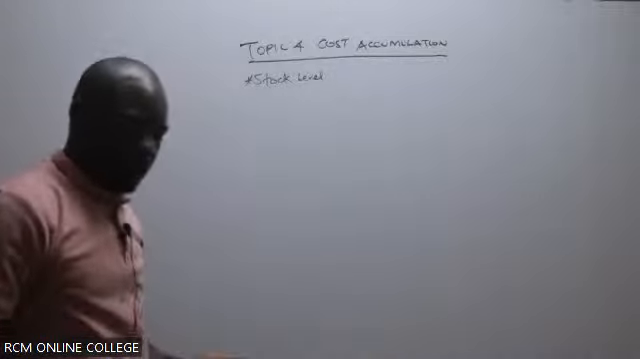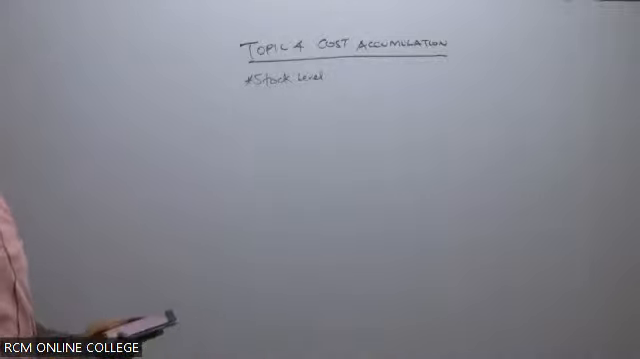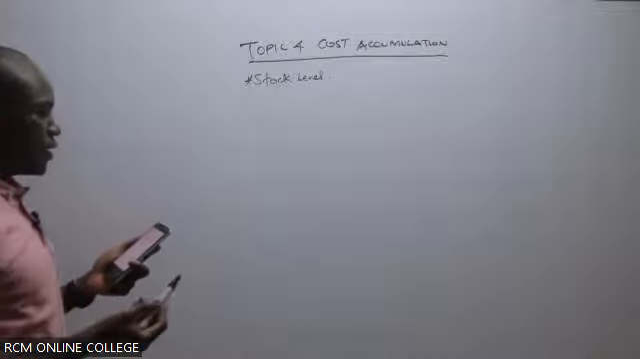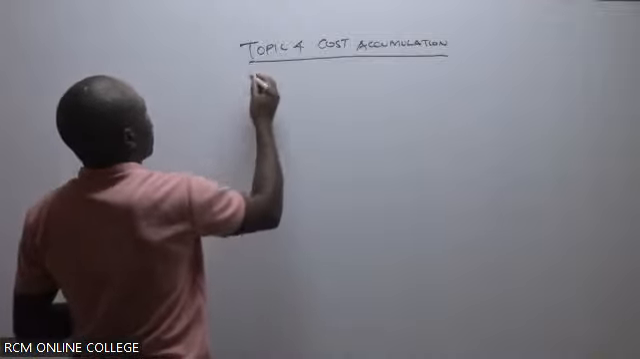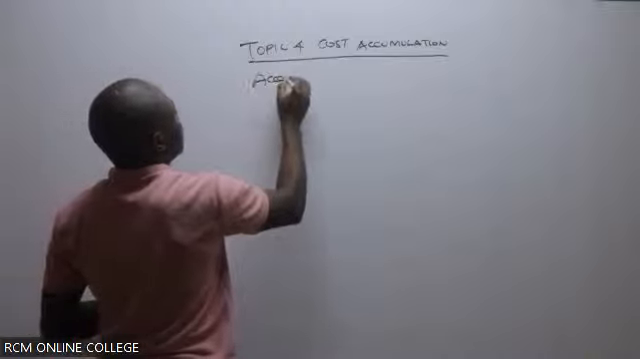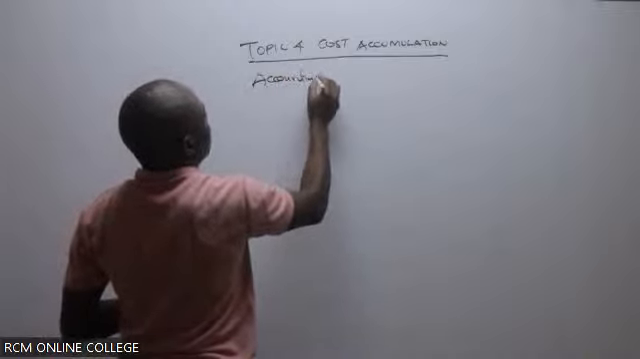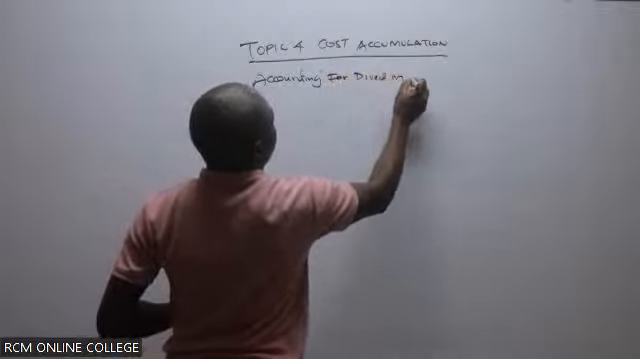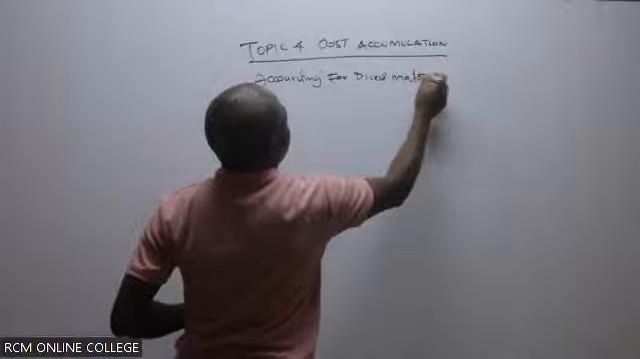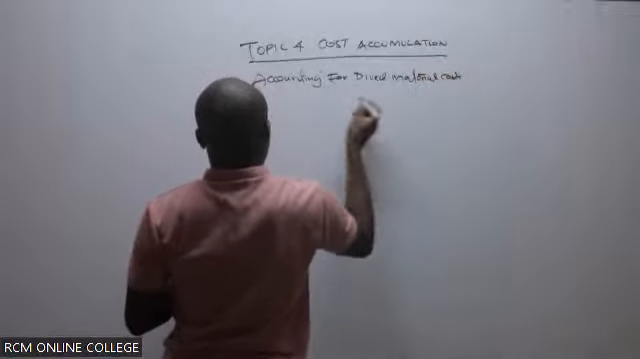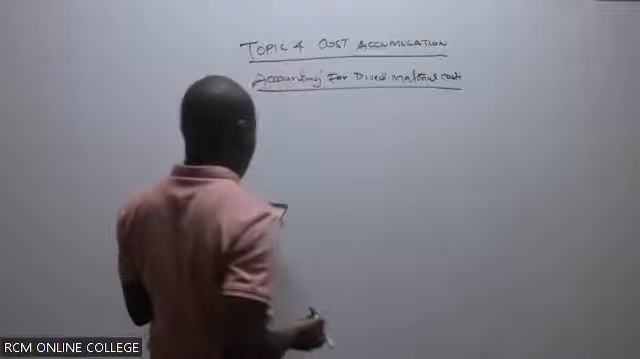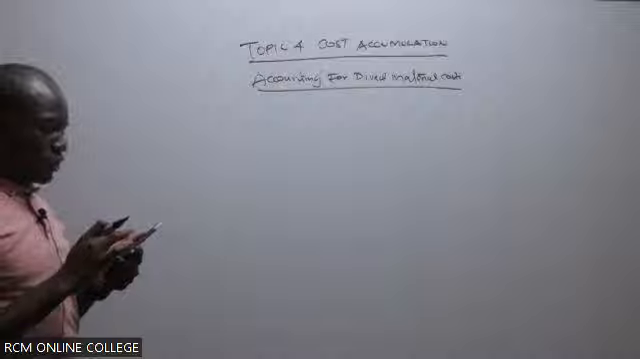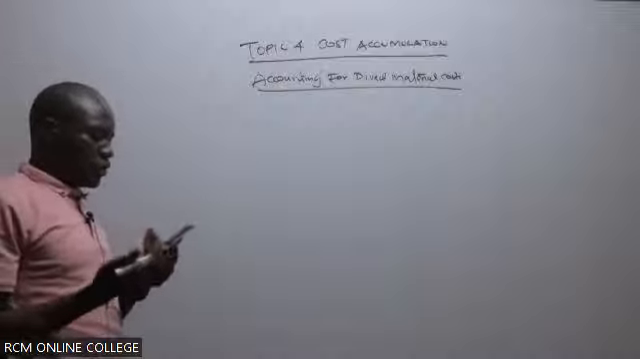Okay, so I think we now have it with us. So the first thing that we have there is accounting for direct material cost. So under that, when you're going to account for direct material cost, you can see introduction to material costing.